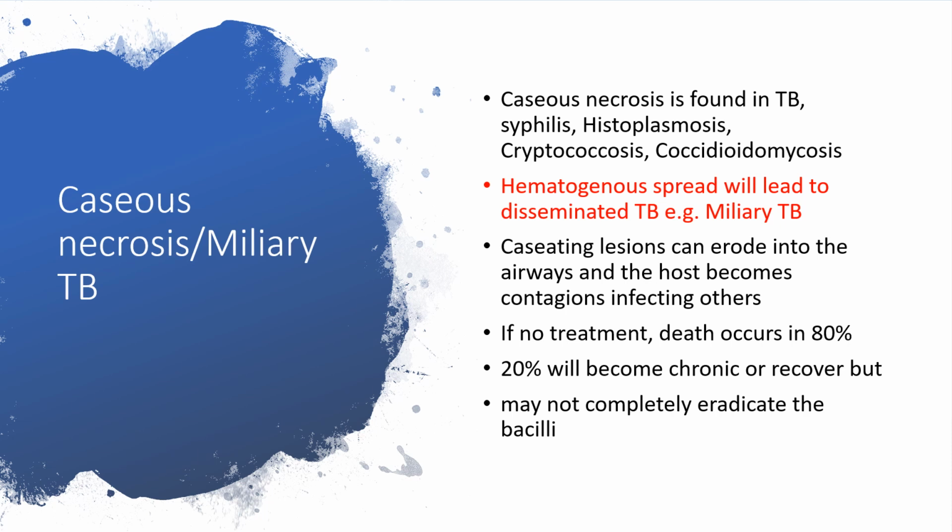How about hematogenous spread? Hematogenous spread will lead to what is called disseminated tuberculosis. That is outside the lungs now. All I've been saying before now is all about pulmonary tuberculosis. Now, extrapulmonary tuberculosis. And miliary TB is just because of the structure, the appearance, that it's going to be like millet, mostly found in children.